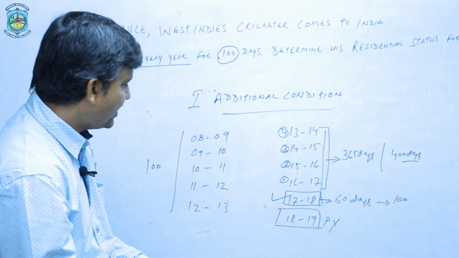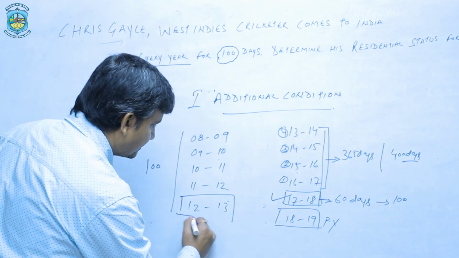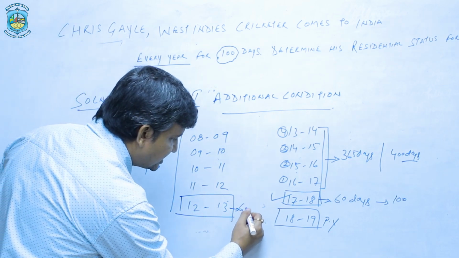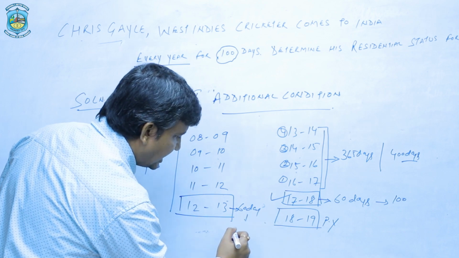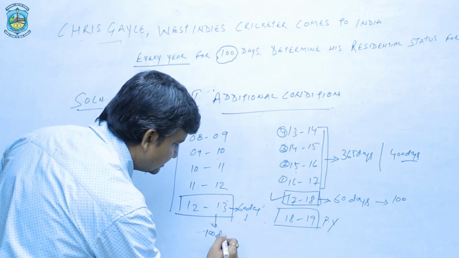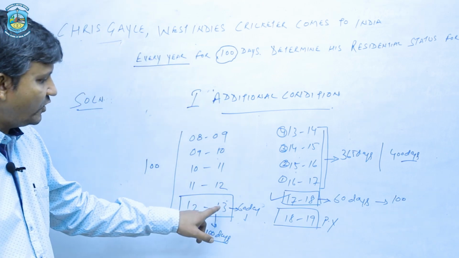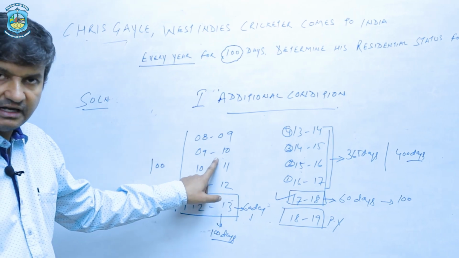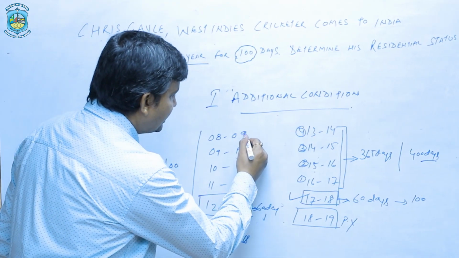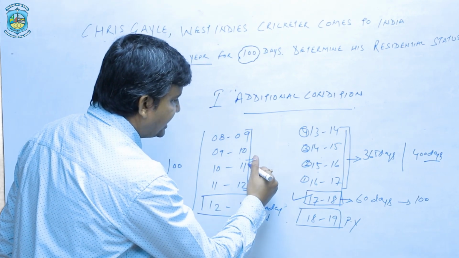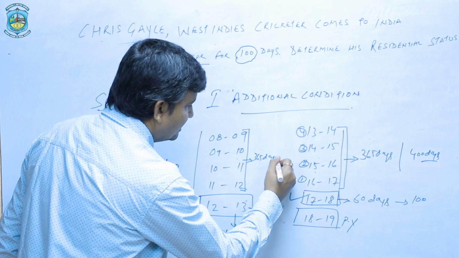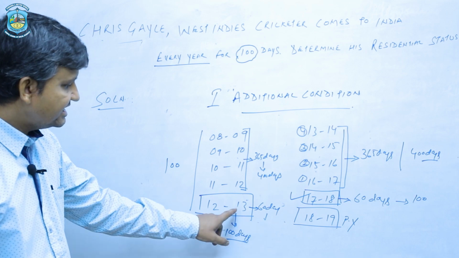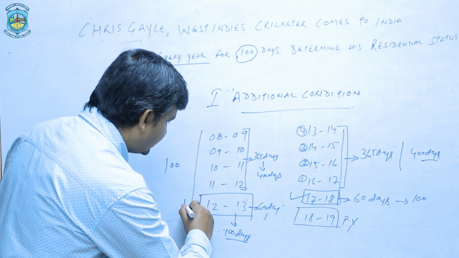Now we can take any year. For example, we take 12-13 as the previous year. In this year we check whether Chris is there for more than 60 days. Yes, again he is staying there for 100 days. Now we will take the 4 years preceding 12-13, which are 11-12, 10-11, 9-10 and 8-9. Cumulatively for these 4 years, is Chris staying in India for more than 365 days? Yes, again he is there for 400 days. So again we can say that Chris is resident in the year 12-13.